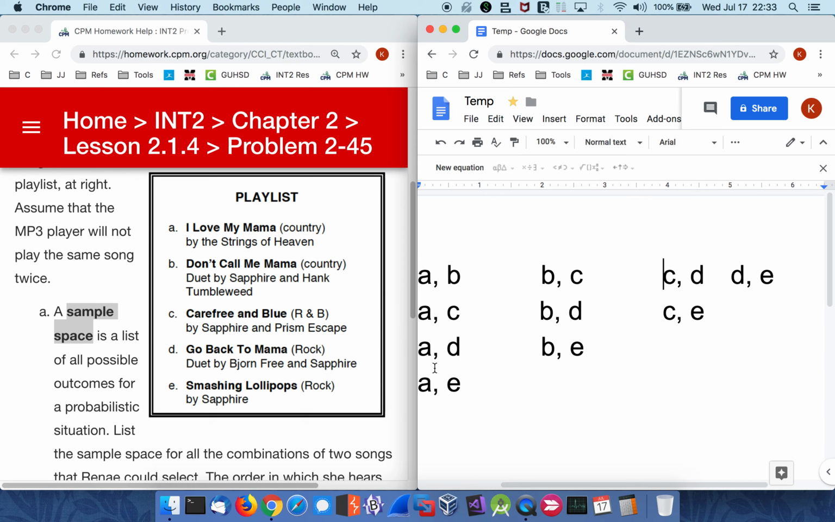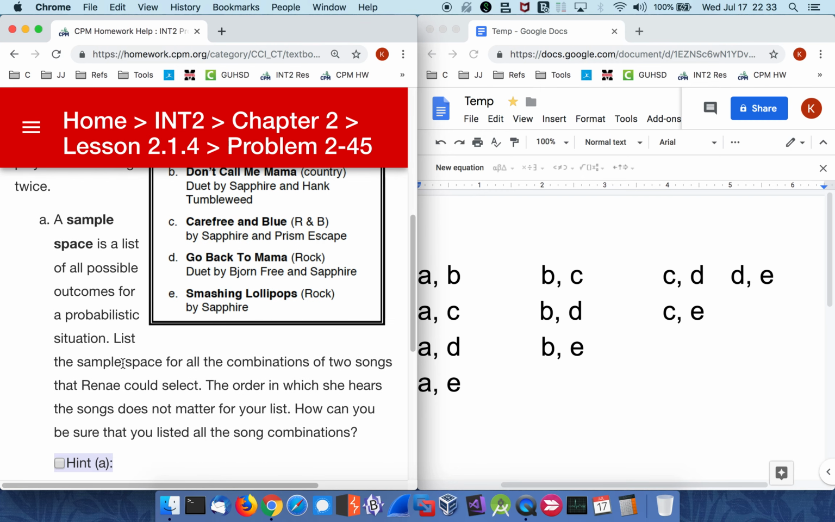Look at that. So there's 4, 3, 2, 1. Did we miss any? I don't think so. We got all the ones where A is going to be in there. We got all the ones where B is going to be in there. All the ones where C is going to be in there. And all the ones with D is going to be in there. Well, that's pretty cool. So how many were there total? There were 5 songs. And so we chose 2 of them, and we ended up with 4, 3, 2, 1. So 4 plus 3 is 7, plus 3 more is 10. 10 different combinations. Well, that's kind of cool, huh? All right.